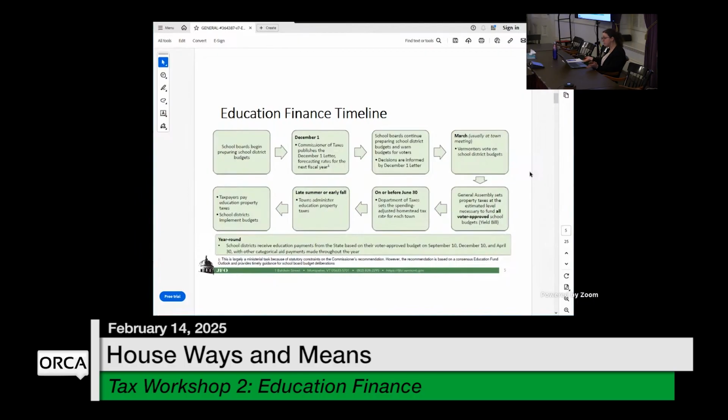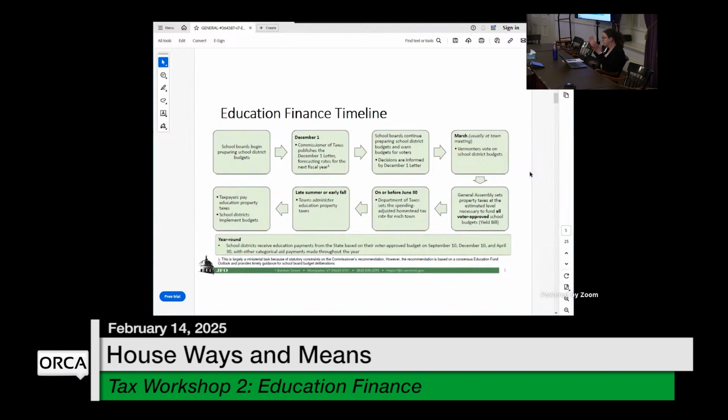So the December 1st letter is published, and then school boards continue preparing those budgets, warn the budgets to their voters, and then school districts put those budgets to a vote to their local voters. Usually that's on town meeting day, where Vermonters vote on their school district's budget.